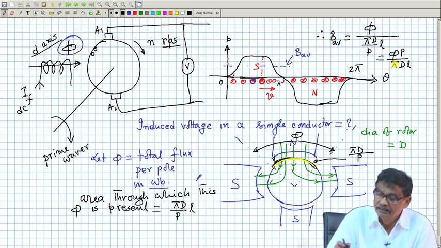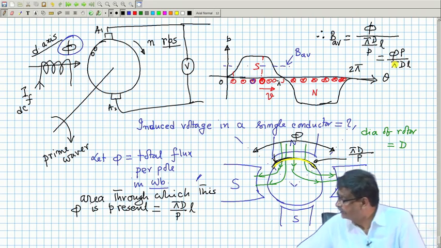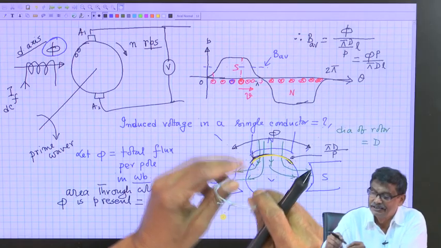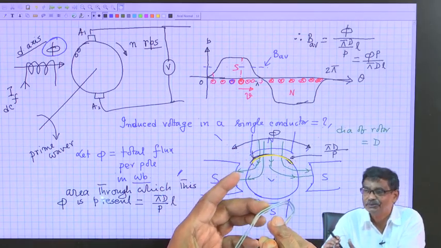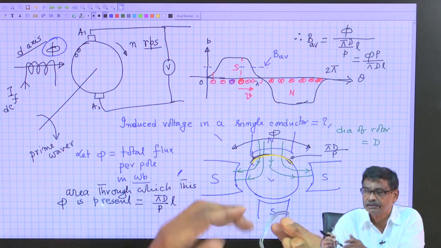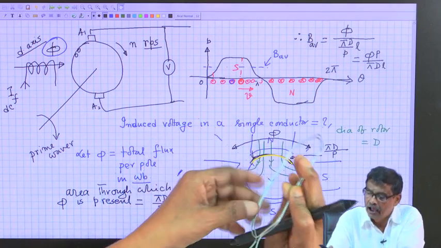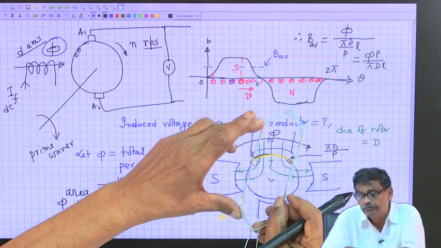What is L? Length of the machine or the length of the conductor, because rotor length is the coil side length, you should remember. These are overhang portions. In these portions there will be no induced voltage, I should not bother. I will be bothering about the effective length of the machine.